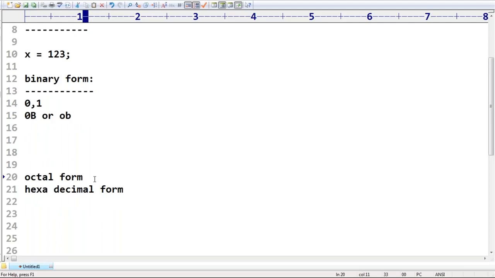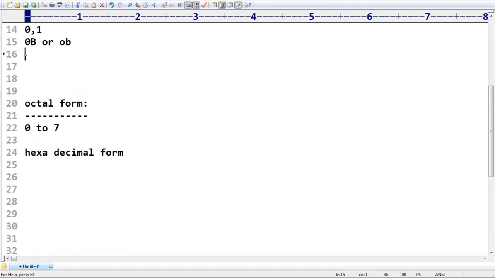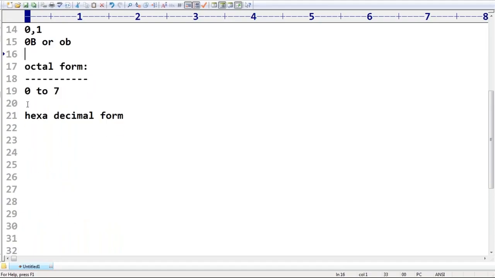Octal form means allowed digits are 0 to 7 only. The literal value should compulsorily start with 0o (small o) or 0O (capital O).